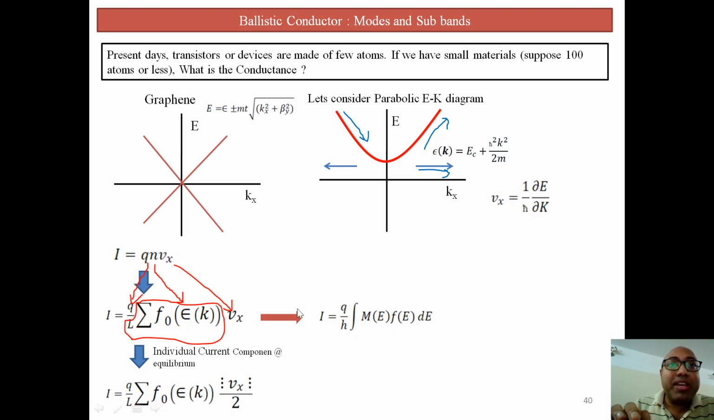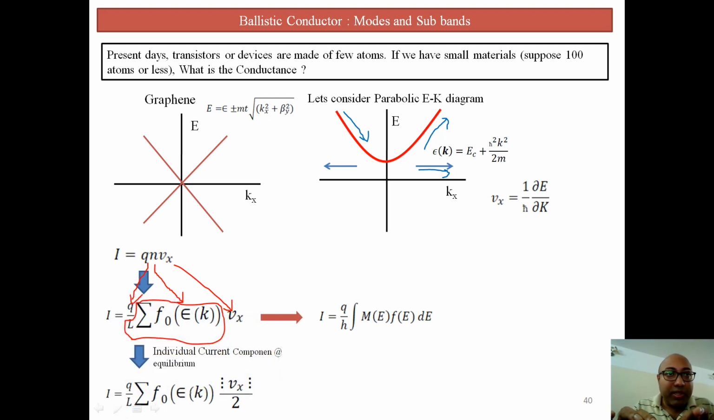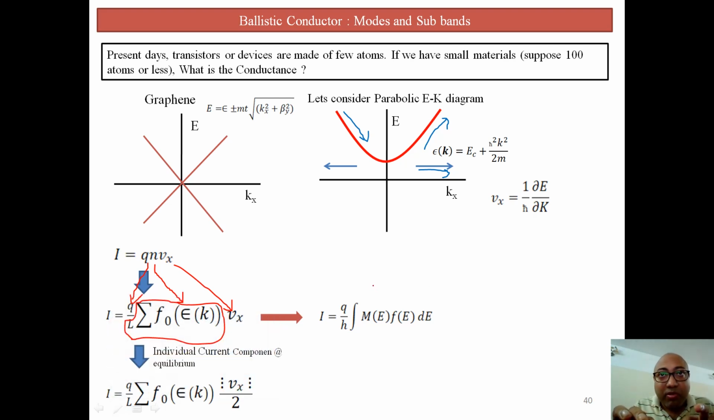So now people are thinking, this is my general expression, and this is also my expression. That's what I know: I is equal to q by h, M, f, E. Now if we try to equate this current and this current, then what is the value of this one? If you try to equate both currents, one current is I equal to q by L, summation of this, and another current is this one. It is just like their observation.